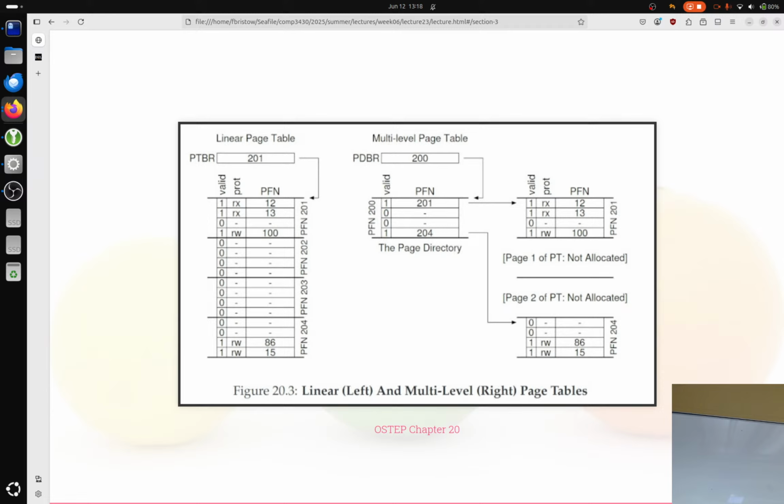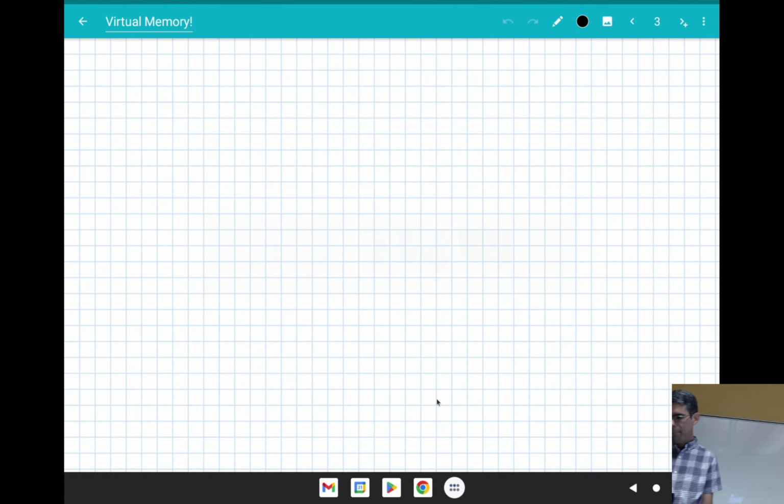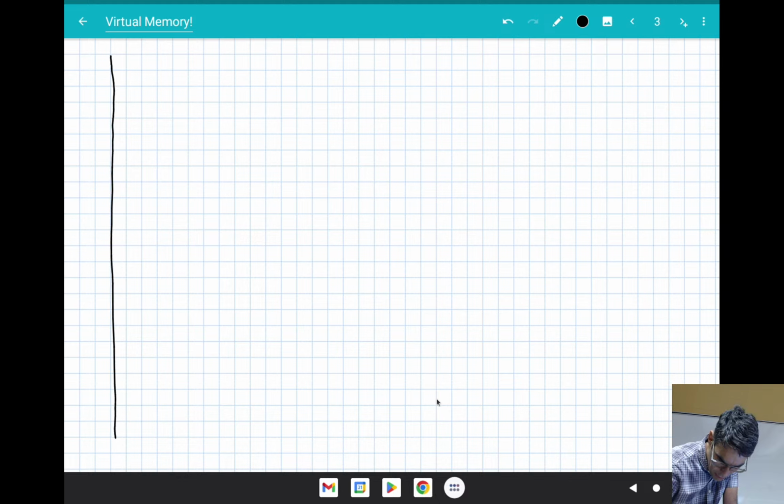So I don't really like this picture. I like our textbook a lot, but I don't like the way that they've described this idea in terms of page directories. And so I'd like to draw you a different picture for page directories. I'm going to pop back to my tablet here. And what I want to do is start by thinking about what our page table actually looks like.